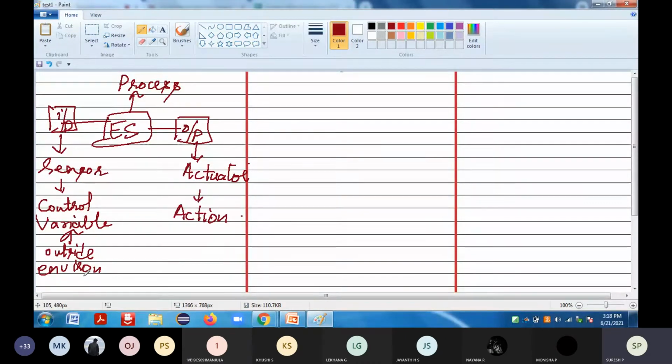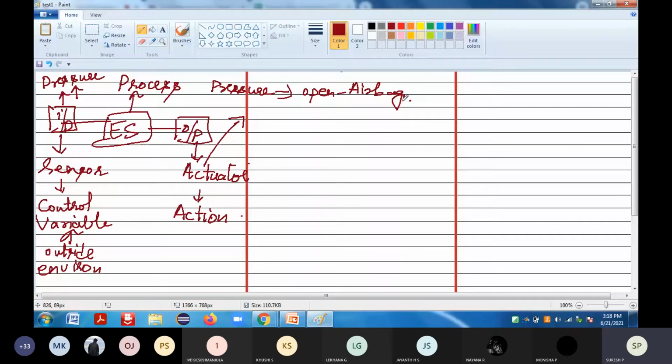If we take your normal car, the sensor is a pressure sensor. Whenever the car meets with an accident, it will check the pressure of that impact. The embedded system will process it, and depending upon the pressure, the actuator has to decide whether to open the airbag or not. That action it has to take. This is a typical example of sensors and actuators.